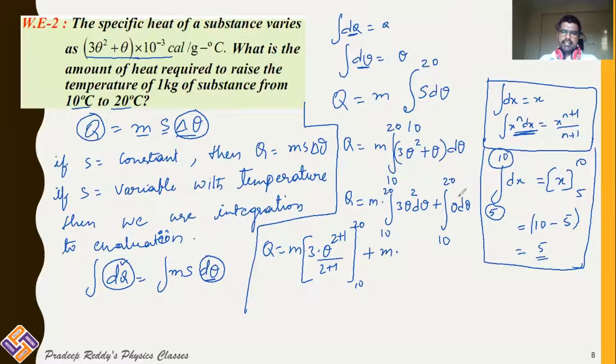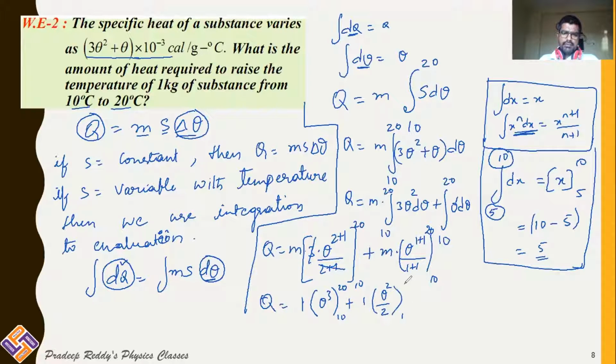This θ dθ is θ to the power 1, so this gives you θ^(1+1) divided by 1+1. Limits are from 10 to 20. So Q will be equal to this: 3 and 3 get cancelled. Mass is 1 kg. So it is 1 into θ³, limits from 10 to 20, plus 1 into θ² divided by 2, limits from 10 to 20. Now substituting those limits here, we will get the final answer.